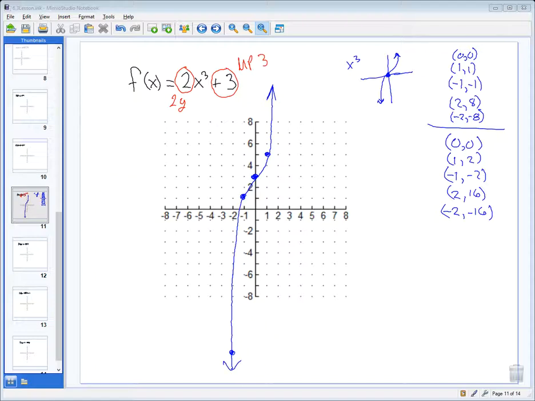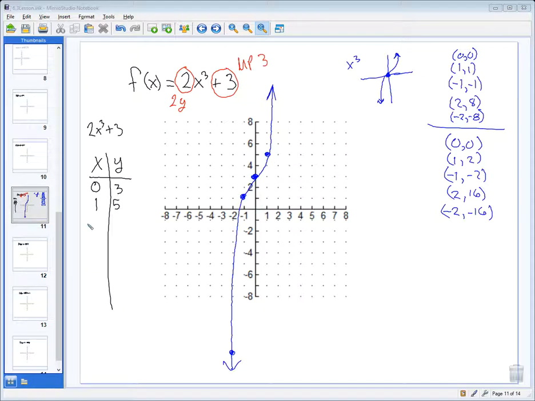Now, if you wanted to make a table with this, instead of using key points, you could still do that. If we plugged in a 0 to our function, 0 cubed is 0, times 2 is still 0, plus 3 is 3. Notice we got the point (0, 3). If we plugged in a 1, 1 cubed is 1. So 2 times 1 is 2, plus 3 is 5. And we got the point (1, 5).